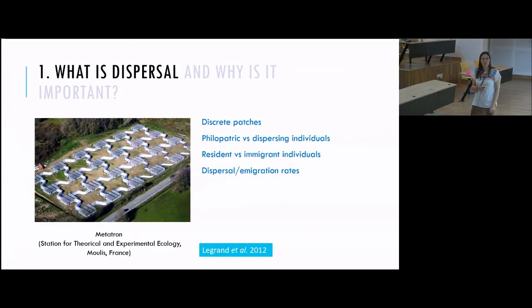In experimental systems such as this Metatron in Moulis, southern France, that was set up with experimental units with little connecting corridors that you can close or open, it's pretty clear what a patch would be. But for a natural landscape and some animal or plant, it's often really not obvious to decide what is a patch and what is not a patch. There are several types of patches that are embedded in each other. And there's also a lot of difficulty in the literature about dispersal, because those spatial scales are not made completely explicit in those different approaches.